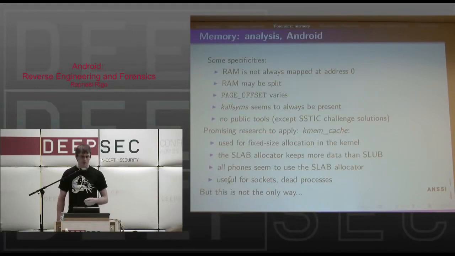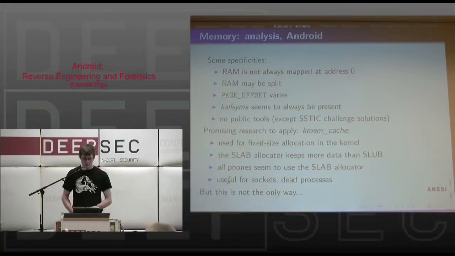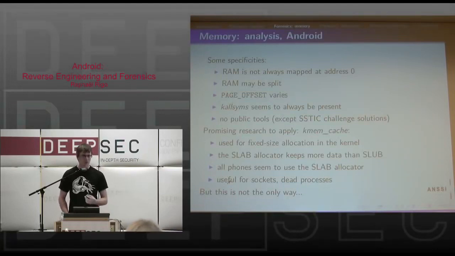Also, page offsets, which means the address where the kernel is mapped, sometimes vary, so you have to take that into account too. Fortunately, the kallsyms files seem to always be present, so it kind of facilitates finding the different symbols and structures inside.